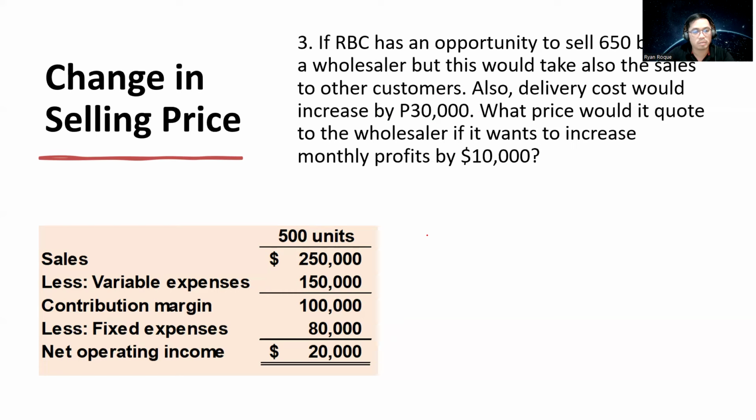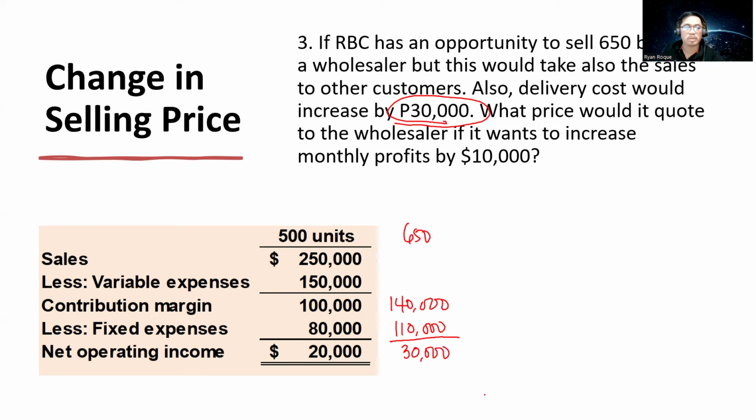Again, we just work back. The profit should increase by $10,000, so the new profit that we expect is $30,000. And what would happen to our fixed expenses? It says here that the delivery cost would increase by 30,000, so the new fixed expenses would be 110,000. Your new contribution margin would be 140,000. But this is for 650 bikes.